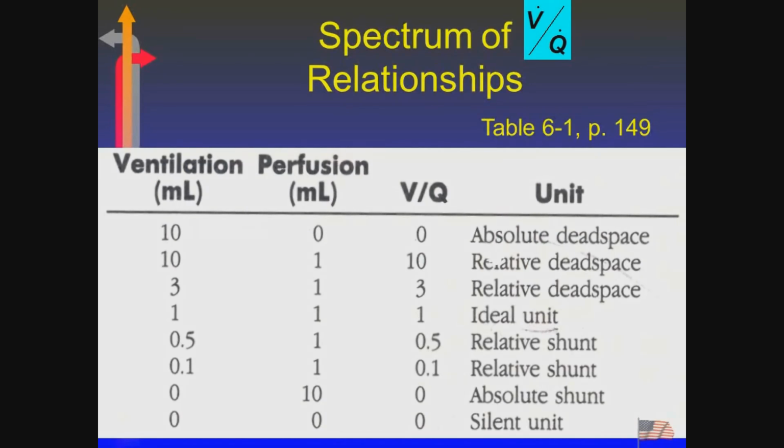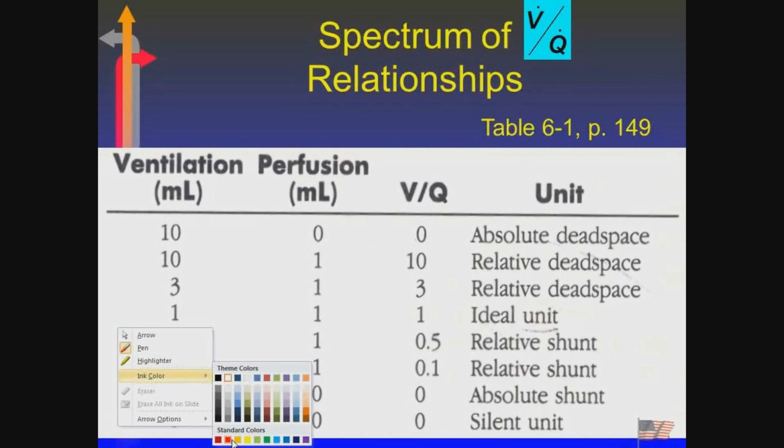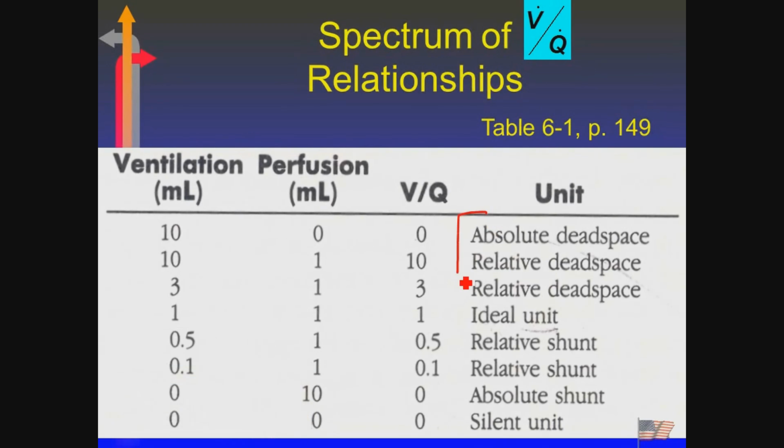We're going to distinguish, I have, check the colors again here. I have 3 examples of dead space, 3 examples of shunt. This is my ideal unit. The dead spaces are all greater than 1 as a VQ relationship. And we're going to distinguish between an absolute dead space and a relative dead space.